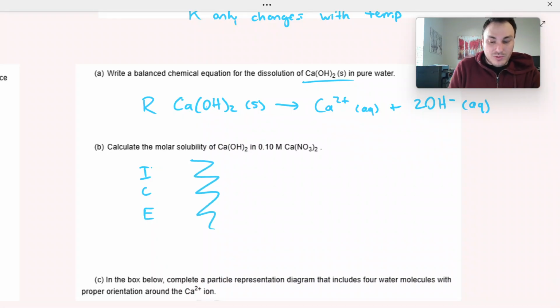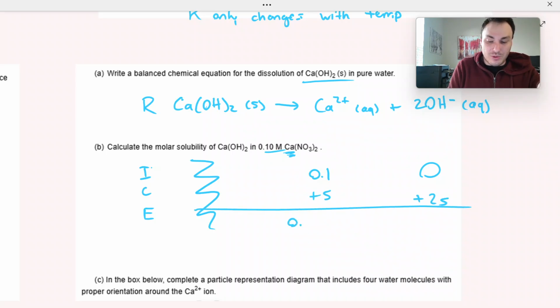So this is an ICE table, but not for something dissolving in pure distilled water. So we're still going to have 0 of OH at the beginning, but we're going to have 0.1 molar calcium nitrate because we have that calcium ion in there. So this is going to have to do with the common ion effect. So we're going to go plus S, plus 2S, and then my E column is going to be 0.1 plus S, and then we get 2S for my OH-.